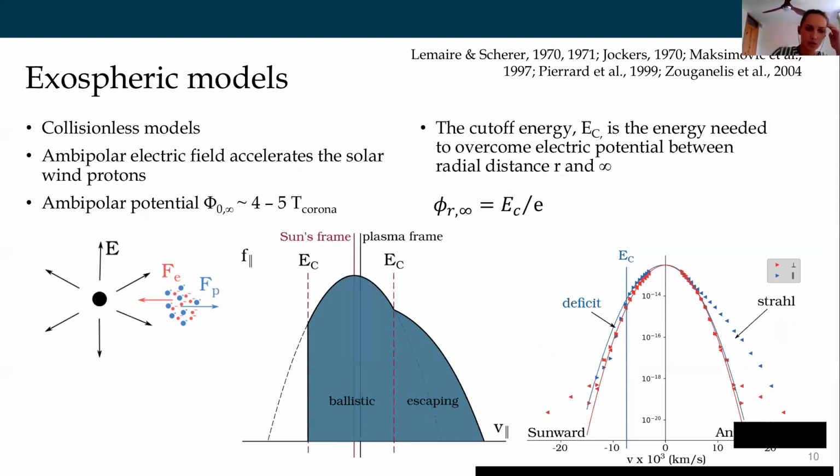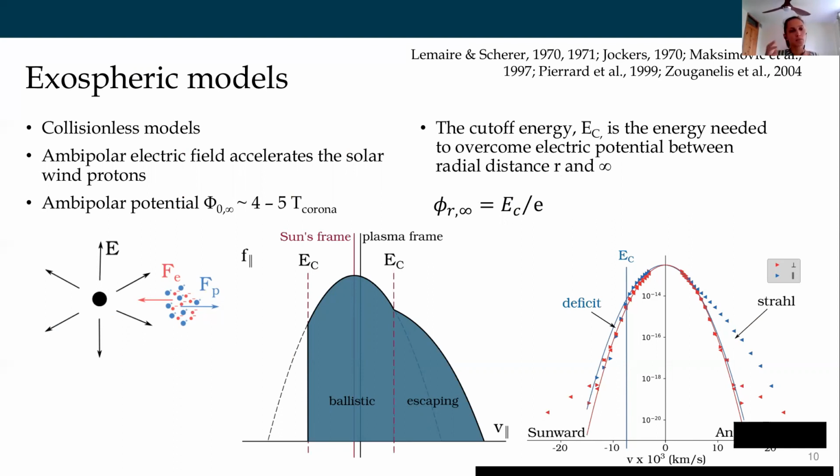Here I show schematics of how this ambipolar mechanism works. If we imagine that we have the same temperature of electrons and protons in the corona, since electrons are much lighter, their thermal velocities will be much higher. And so basically this means that all electrons can escape the gravity of the sun, but all the protons are trapped by this gravitational force. And because the plasma, the solar wind, needs to remain quasi-neutral, this electric field is formed, and this electric field accelerates the protons away from the sun and decelerates the electrons.